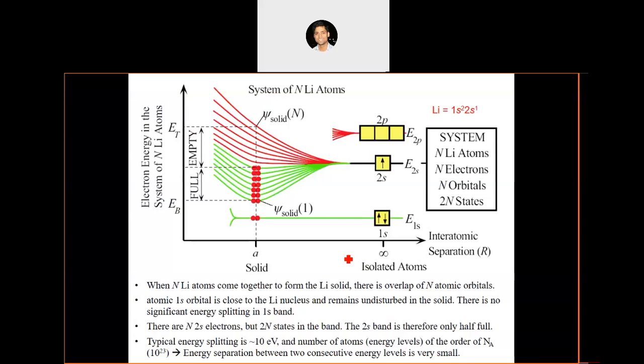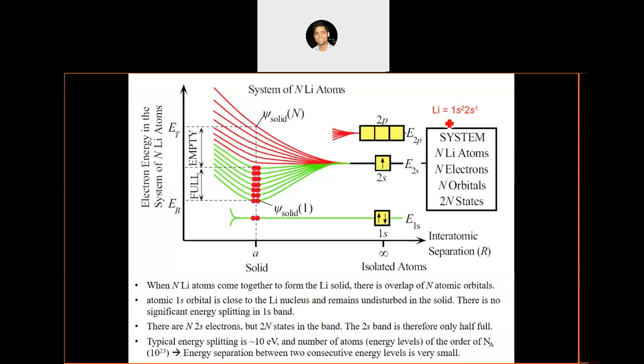What will happen in case when we have n atoms? Let us say now we want to form a solid of lithium, which means there are n number of lithium atoms which are coming together and trying to form bonds with each other, or basically they are interacting with each other. Bonding is basically a sort of interaction with each other, right?